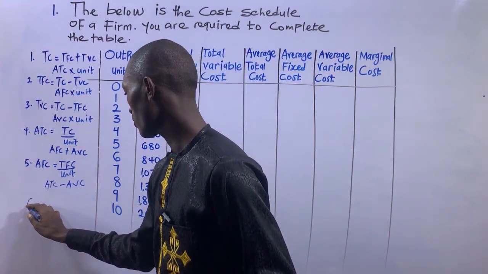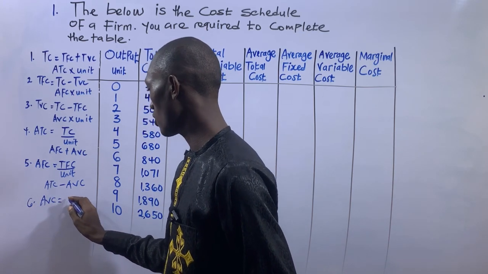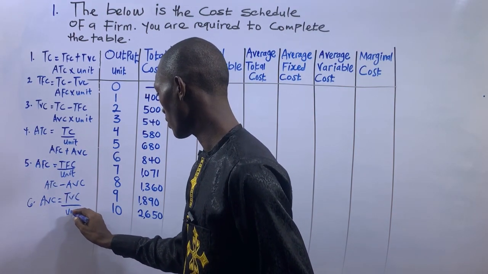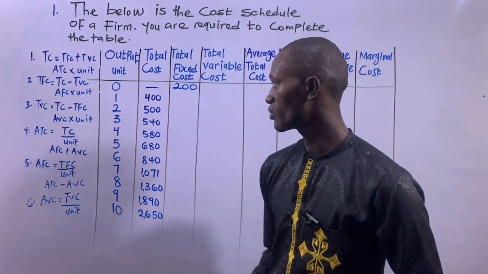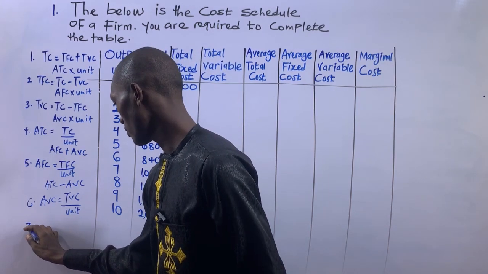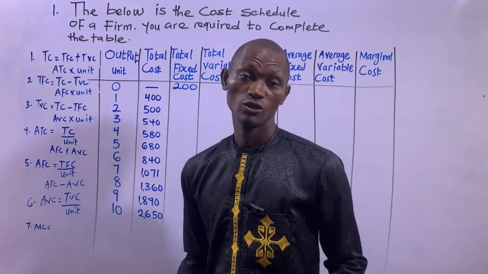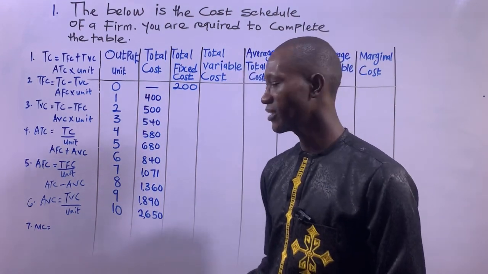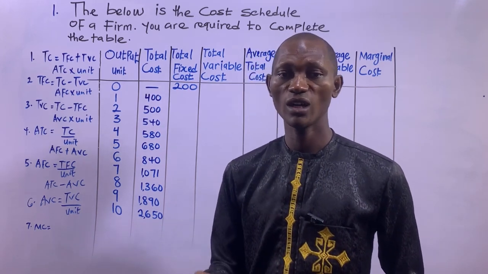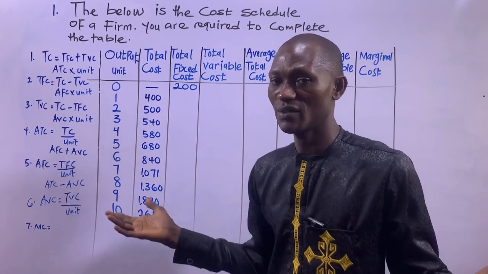Then number six, your average variable cost. Your average variable cost is gotten by total variable cost divided by units of output produced. Then number seven is marginal cost. You can also get that using two approaches. It's either you use change in total fixed cost divided by change in units of output, or change in total variable cost divided by change in units of output. Any of the two, you are going to get the same thing.